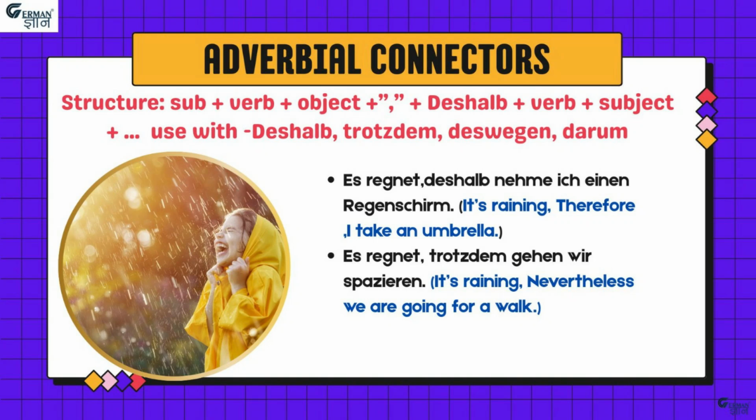For example, es regnet, deshalb nehme ich einen Regenschirm. So here what I have done, I have just written the verb nehmen right after deshalb. Another example is es regnet, trotzdem gehen wir spazieren. Again the sentence structure is the same. The first sentence, es regnet, is normal, like the subject and the verb. Because there is no object, I haven't written anything. But after trotzdem, the first thing which I have written is the verb. So the same thing you have to do, and remember you are going to conjugate the verb according to the subject.